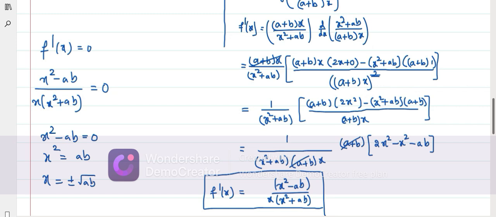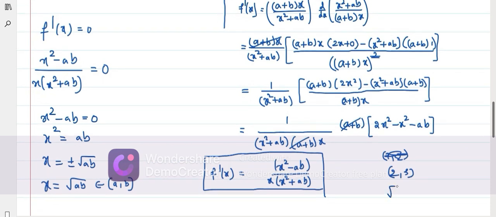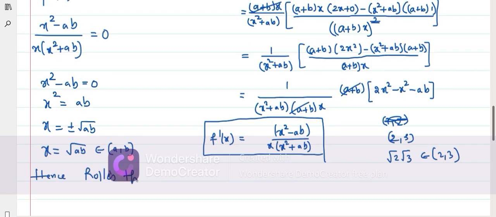So here, among these two roots, I can say that x equal to root a into b is positive, and hence it belongs to the open interval. Let me take 2 comma 3, the interval. See, if you consider root 2 into root 3, what happens? Take the calculator and tell me. Does that belong to the open interval 2 comma 3? Tell me. So in the same manner, in general, I can say that root a into root b belongs to the open interval a comma b. Hence, Rolle's theorem is verified.